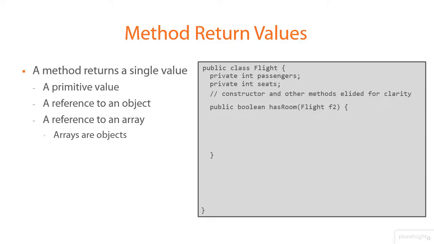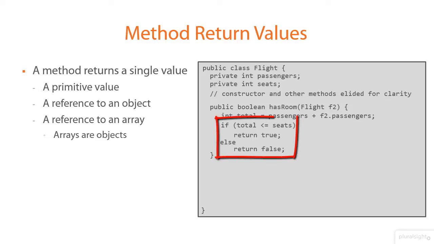So you notice we pass in a parameter, which is the other flight we call f2, and our return type is boolean. So what we can say here is that we'll figure out the total number of passengers. So how many passengers do we have with how many passengers does the other flight have? And then we check and see, well, if that total is less than or equal to the number of seats we have, we'll return true. Otherwise, we'll return false. Right? So in this case, it's a method returning back a boolean variable.